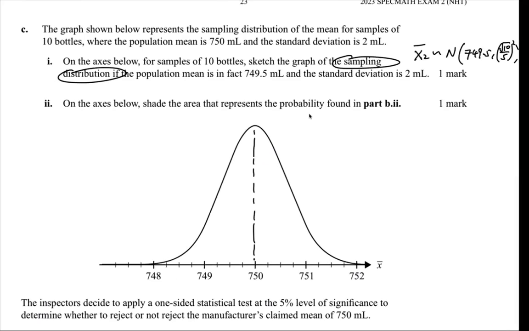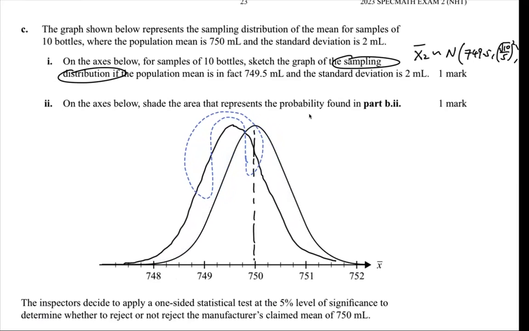Okay, the standard deviation remains the same, so I expect the same shape of the distribution, but a different center, a different location. What I'm doing is I will translate this graph by half a unit to the right. You know what I'm saying? Okay, so basically 749.5.